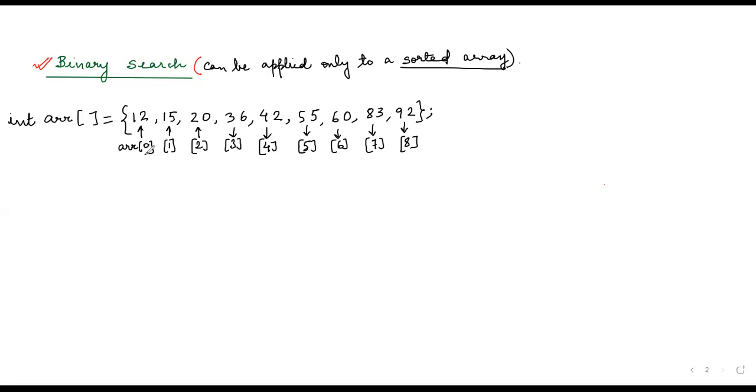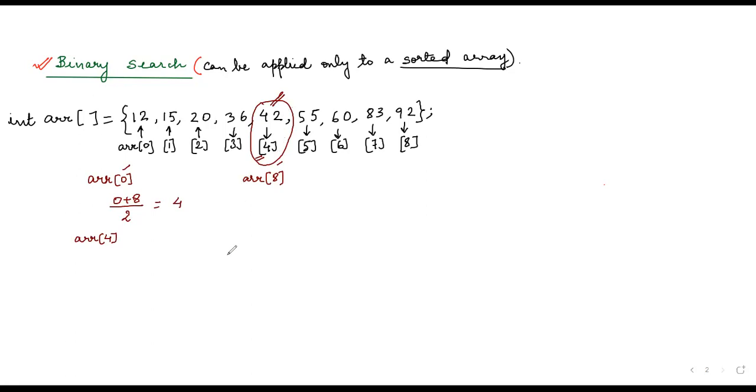So 0, which is the first element's index number, that means ARR0, and ARR8. What is the last element? ARR8. तो ये जो 0 है और ये जो 8 है, इसका average निकाला जाता है. That means 0 plus 8 divided by 2. What is that? 4. That means ARR4 is the middle element. ARR4 is this element, isn't it? 42 is the ARR4. This index number 4 है. And obviously this is the middle element of this array.